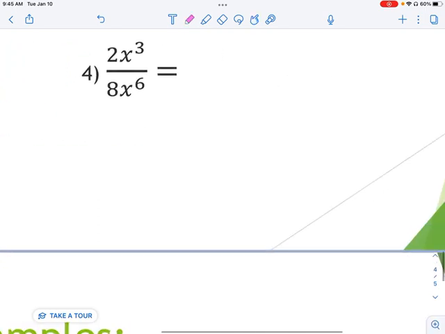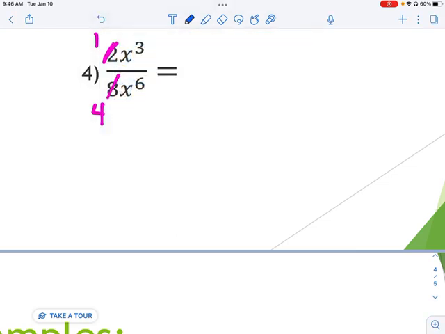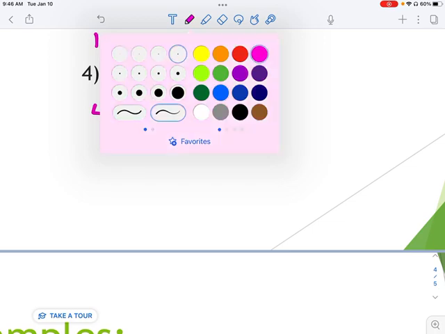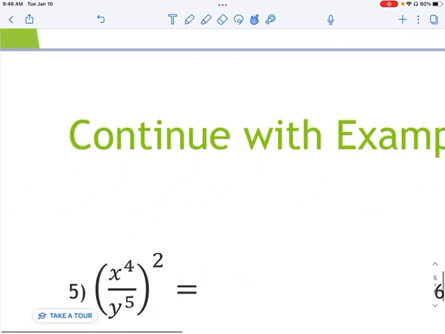And then number 4 here, we start off and I look at my coefficients. I have a 2 and an 8. 2 goes into 2 once. 2 goes into 8 4 times. I now look at my variables, and I have 3 x's in the top, 6 in the bottom. So those 3 are going to cancel, leaves x to the 3rd in the bottom. So my final answer would be 1 over 4x to the 3rd. Remember to include that 1 because nothing else is in the numerator. So we have to keep that 1 there.